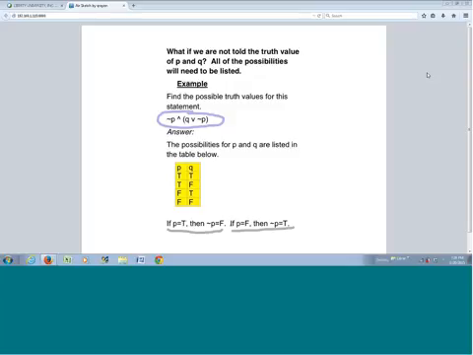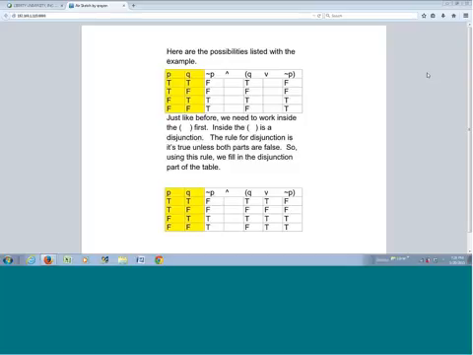Okay, so what we need to do is we're going to use this example and work with all of these possibilities. It's going to look like this, where you have all the possibilities listed with the example. So here in yellow are the possibilities, and then the example that they're asking us is right there. And notice what I did underneath.